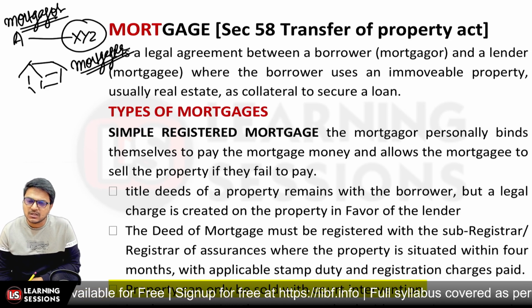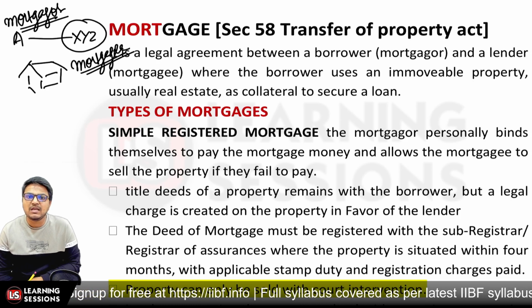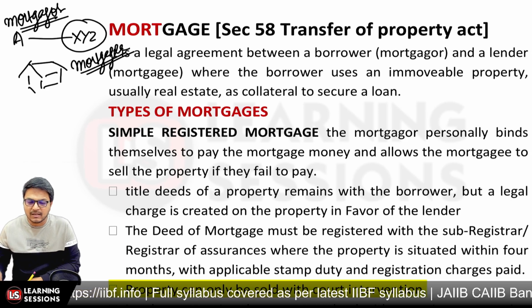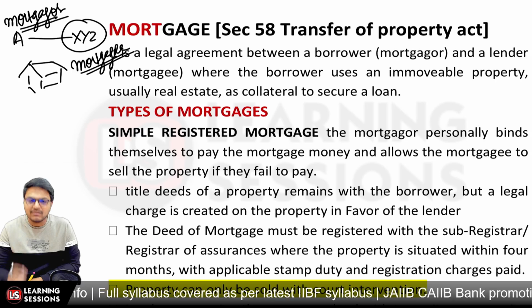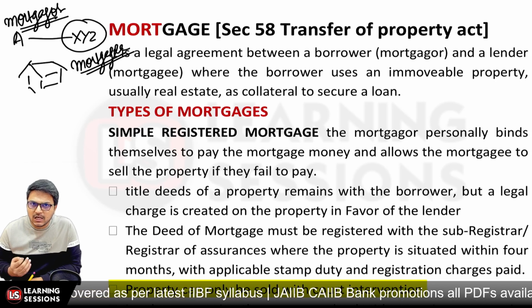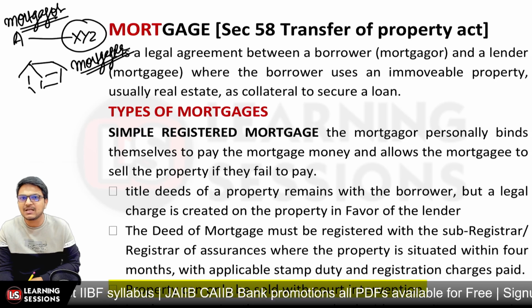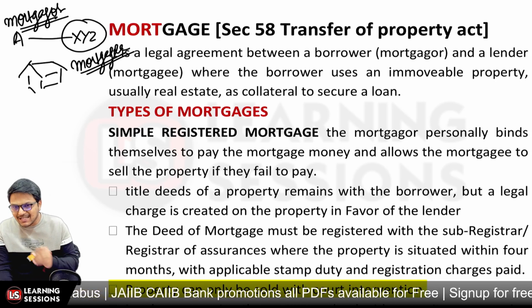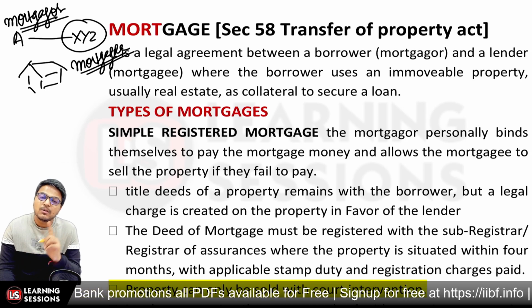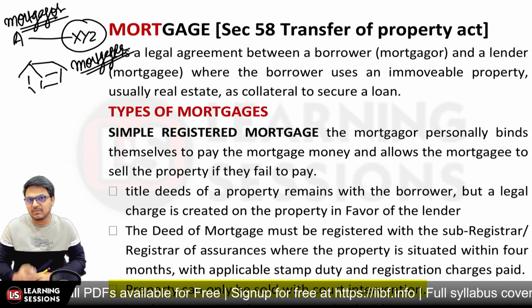The borrower is the mortgager and the lender is the mortgagee, where the borrower actually uses an immovable property like real estate or some heavy machinery which is attached to earth, right? So it's an immovable property we are talking about. It can be used as a collateral so as to secure a loan. So these conditions are particularly required. A charge has been created on the property so as to provide collateral security to secure the loan. That's why the charge has been created, right?